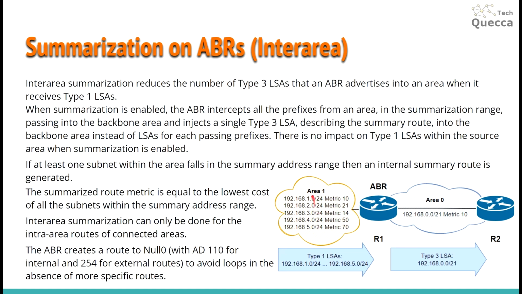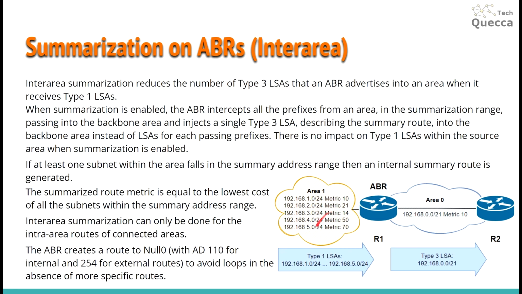If at least one subnet within this area falls in the summary address range, then an internal summary route is generated. The summarized route metric is equal to the lowest cost of all the subnets within the summary address range. So we have 5 subnets, we have 5 metrics, one for each subnet. In this case, the metric for our summary route is going to be 10 because this is the lowest one. If this network fails, then OSPF will choose the next lowest one, in our case metric 14.